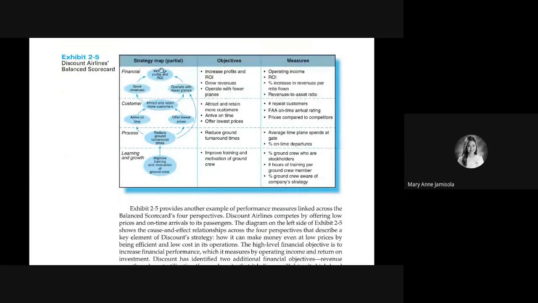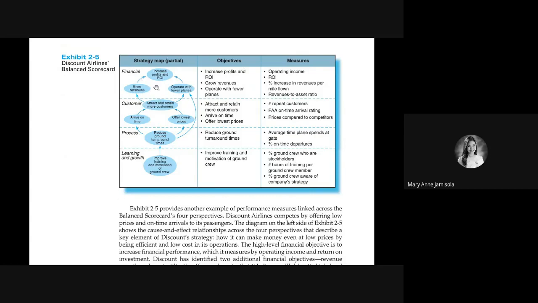So this is an example of another balance scorecard, this time from the discount airlines. So let's say, okay, because this is an airline company, step one is to lay out our perspective. So we have financial, customer, process, learning, and growth. Now, with respect to the airline company, it wants to increase its profits and return on investment. How do they achieve this? Let's say through the growth of revenues or through the operation of fewer planes.